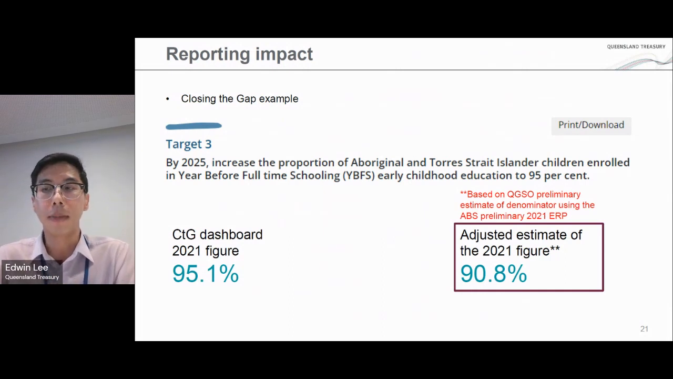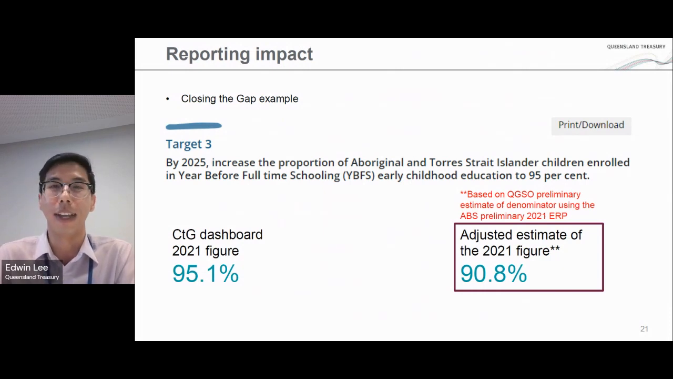We do know that this estimate is just an experimental estimate that we created to demonstrate the potential impact of an increase of this magnitude for our reporting, as the official year before full-time schooling cohort for 2021 using the new estimates has not yet been released. Other states and territories with large increases in the 0 to 4-year-old population estimates for the Aboriginal and Torres Strait Islander population will also likely see similar shifts in their outcomes.